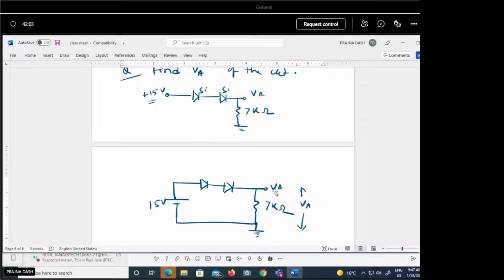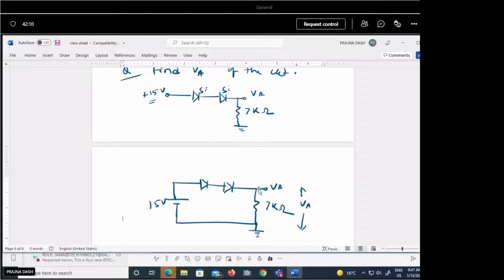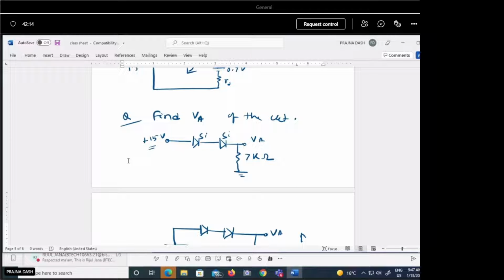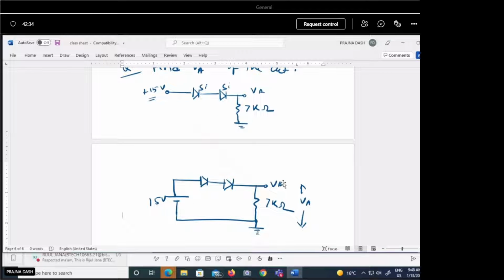So here this VA is the voltage across this 7 kilo ohm resistor. So this we need to calculate. Here there is no indication of dynamic resistance, so we can just ignore that dynamic resistance part here. Because a 7 kilo ohm resistor is connected here, the dynamic resistance will be a very small resistance. It will be in the range of some milliohm or something, so it can be neglected. Since nothing is mentioned about the resistance, you should ignore that resistance.